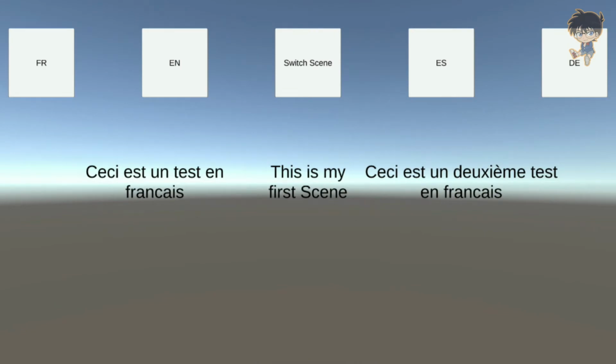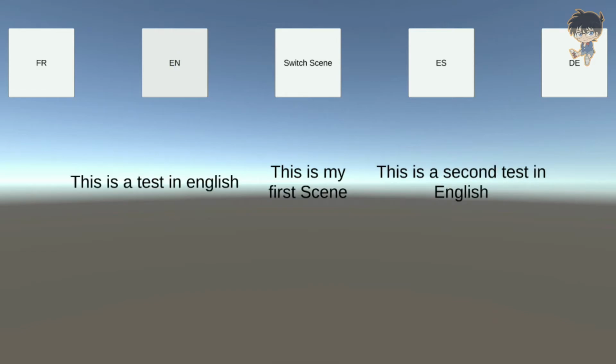So right now, as you can see on my mobile device, we got the JSON French which is working. So if I switch to English, as you can see, the file is working and we switch to English, and you can see it takes some time to switch, because we don't have the JSON file on the persistent data path. Even if I switch to Spanish right now, it will take some time because it will retrieve our JSON file from the internet like this.